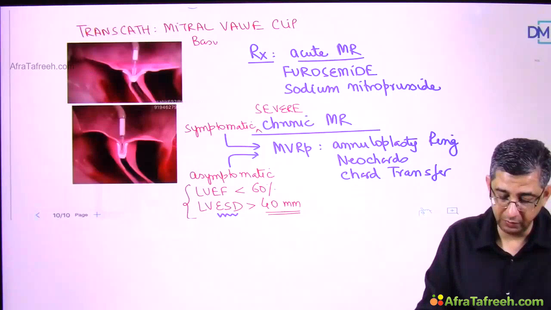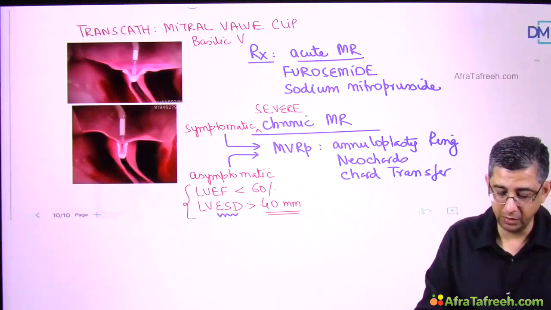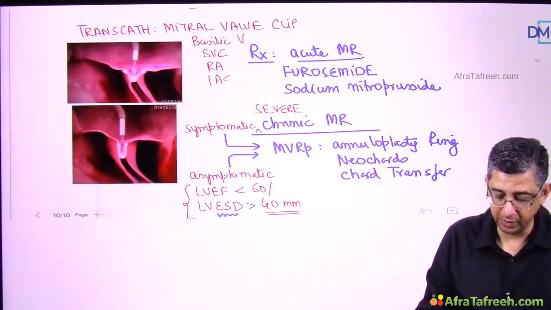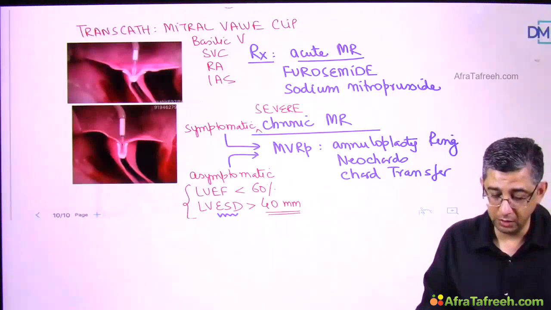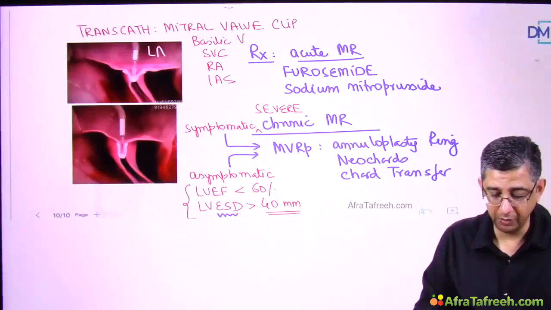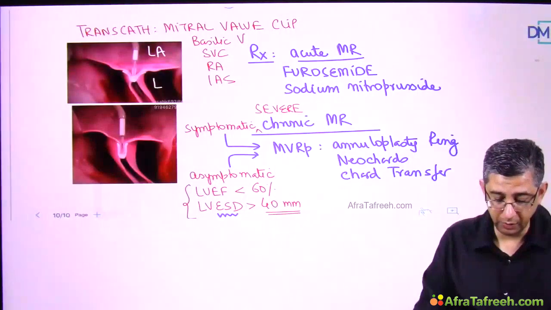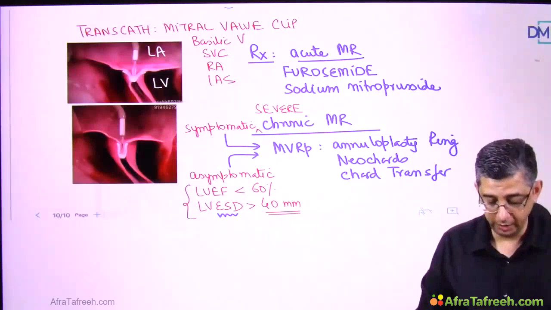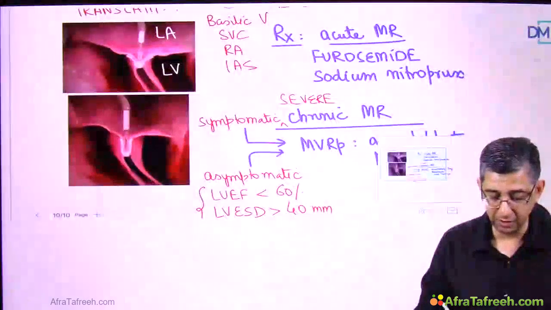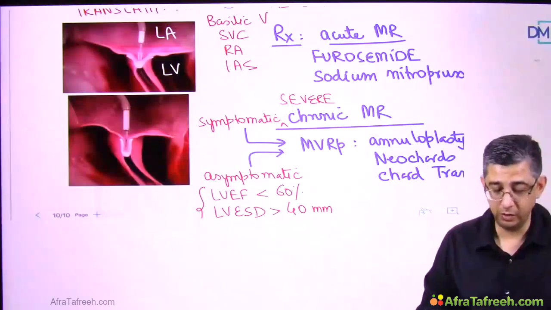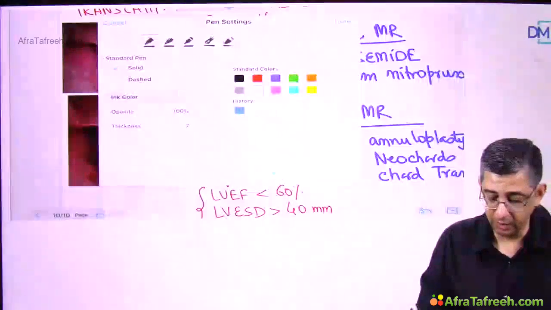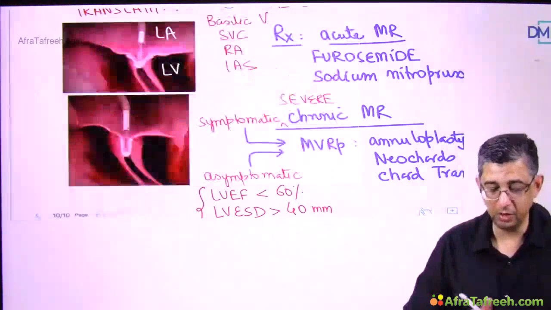From the basilic vein we enter into the superior vena cava, then we enter into the right atrium, then we puncture the interatrial septum, and then you can see the guide wire coming in position in the left atrium of the patient. We will guide this clip to the junction of the left atrium and the left ventricle, and then this clip is positioned in such a fashion that the regurgitation process will not occur. You see, we are simultaneously doing a transesophageal echocardiography in the patient.